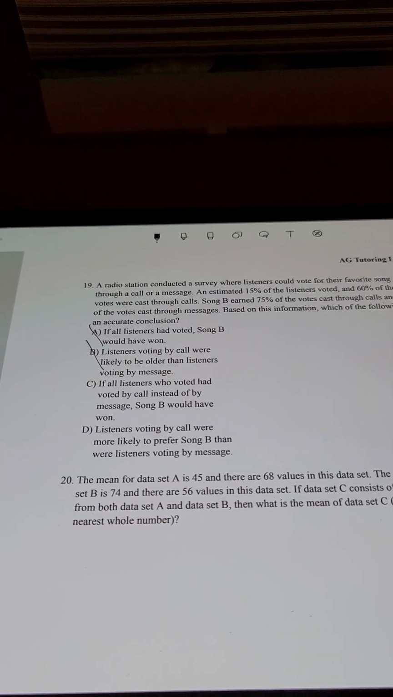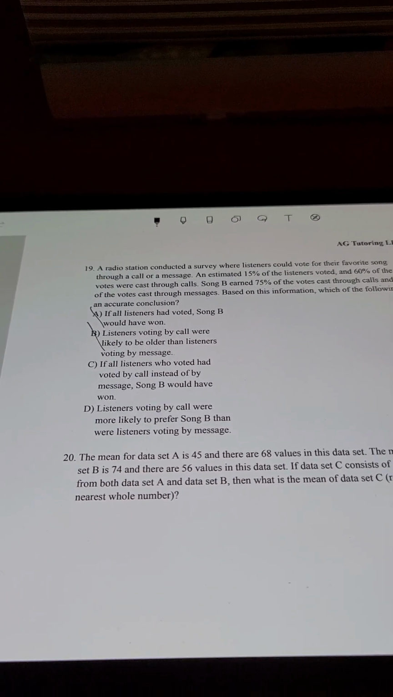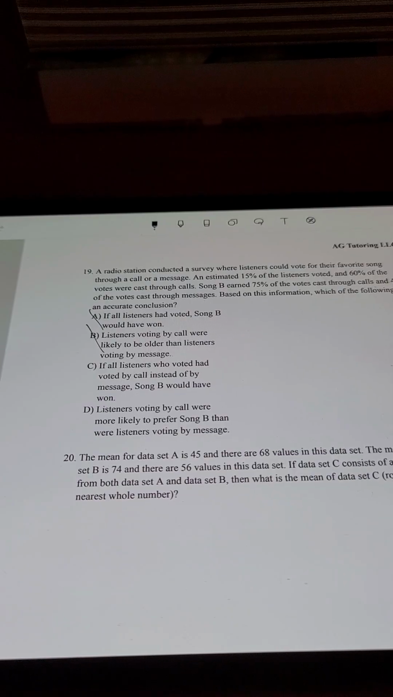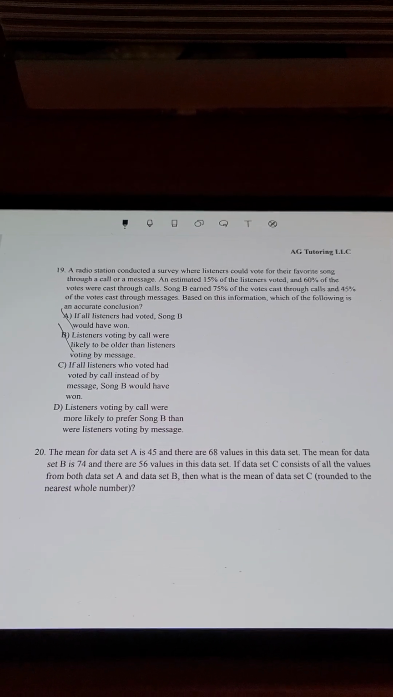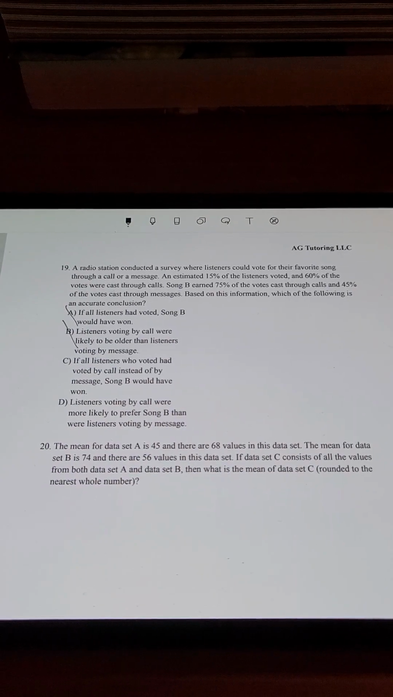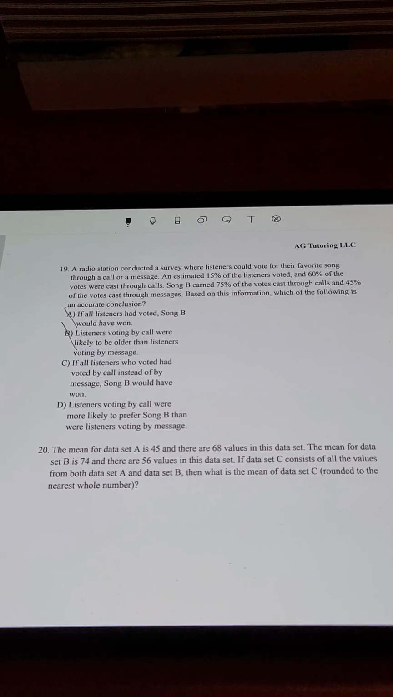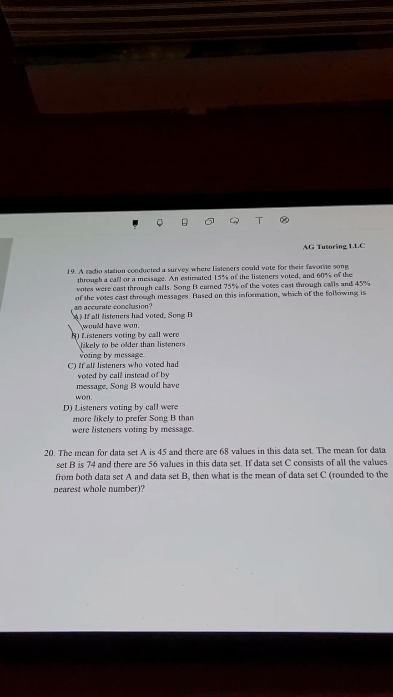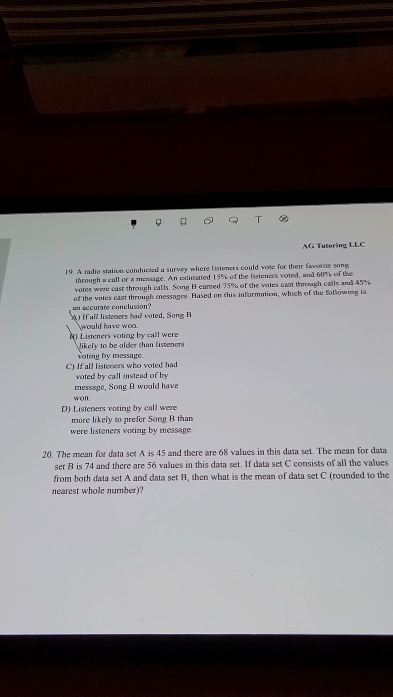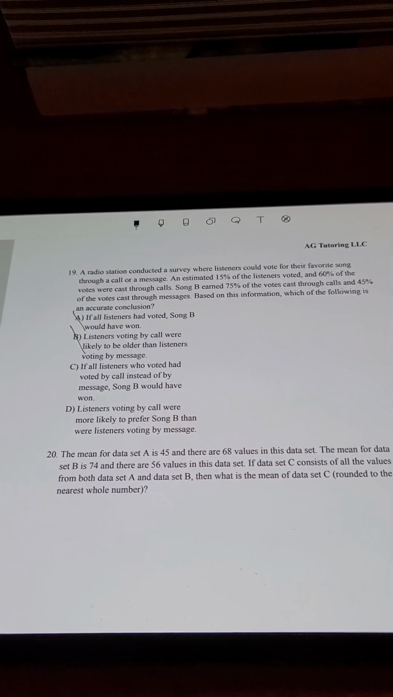So definitely not B. And then C: if all listeners who voted had voted by call instead of by message, song B would have won. The reasoning why it's not C is kind of like A's reasoning. That's way too general of a statement to say that if all the listeners voted by call instead of by message, then song B definitely would have won. There's nothing that can lead us to make that concrete determination here.